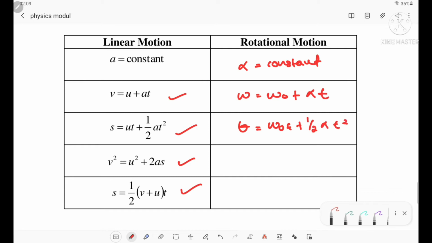And then next we have omega squared is equal to omega naught squared plus 2 alpha theta. And the last one is theta is equal to half of omega plus omega naught, multiplied by t. So these equations are very familiar from the linear motion. The difference is only the symbols for the rotational motion.